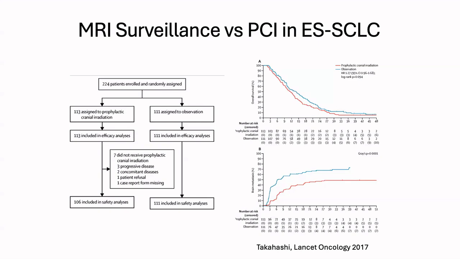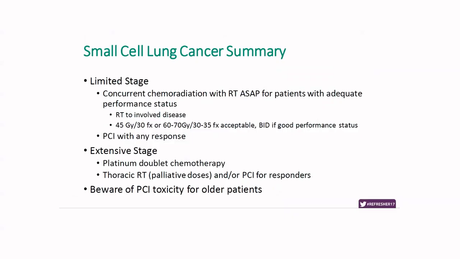But then in a Japanese trial, Takahashi looked at patients who had extensive stage small cell lung cancer, and had them either undergo upfront PCI or MRI surveillance, and it didn't seem as though there's a benefit to upfront PCI in this cohort of patients, and so for that reason, many extensive stage small cell lung cancer patients are instead followed with MRI instead of PCI. And that Maverick trial that I very briefly discussed prior is seeing whether or not that may be true also in that limited stage cohort.